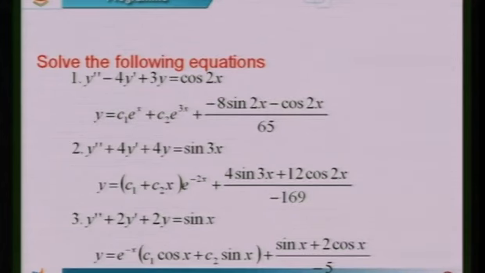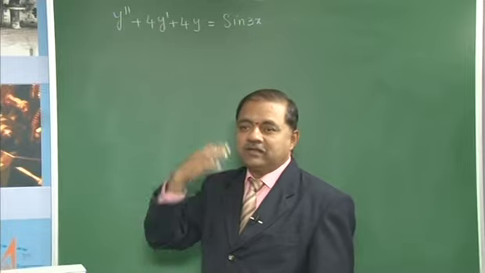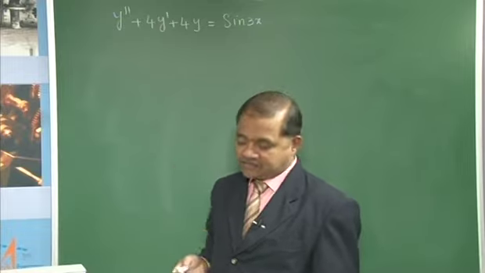Y double dash plus 4y dash plus 4y is equal to sin 3x. You can see whenever I take a problem, all the conditions we are taking. First I took unequal roots, here you will get equal roots. There are 3 processes to find the complementary function, and all 3 keep on repeating in all the cases.